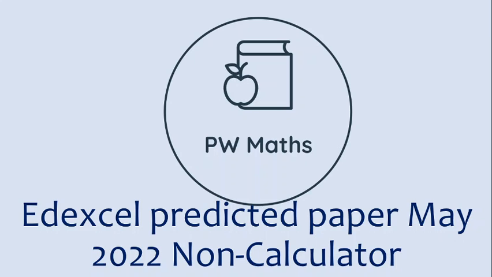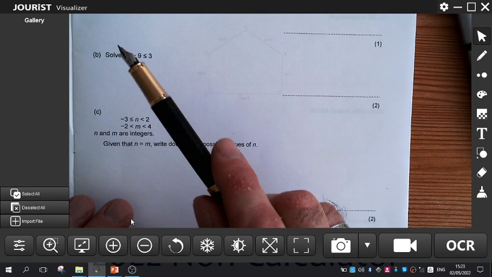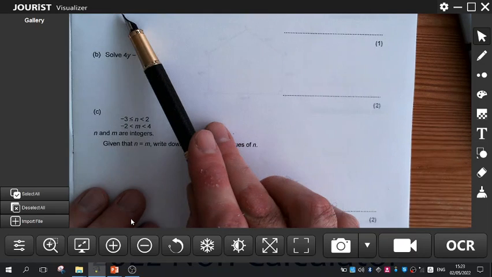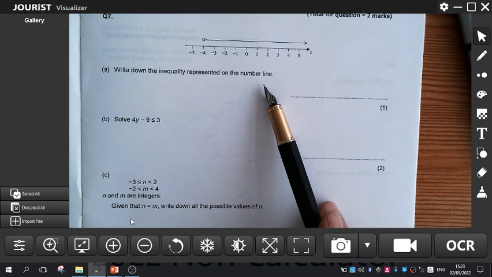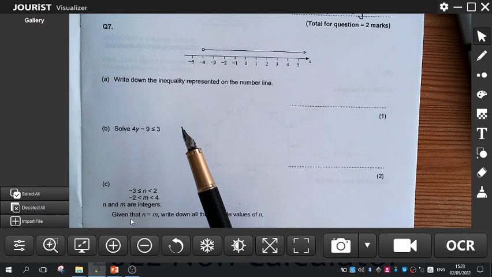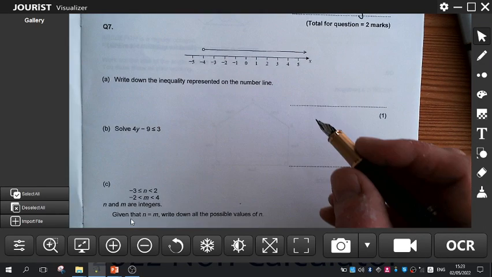Edexcel question 7 predicted paper May 2022 non-calculator. Here in this question 7 we say it's write down the inequality represented on the number line. Now I always think to myself, are there any clues the examiner's given me? They've given me a big arrow there.